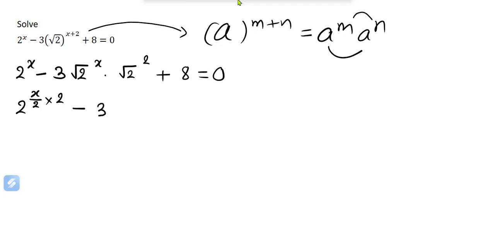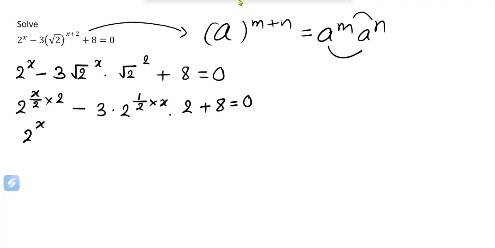Now again minus 3. So root under 2 can be written as 2 power of 1 divided by 2. That means 2 we can write in this form. Now this is the square of root under 2, so we can simply write 2. So that is 2 plus 8 is equal to 0.